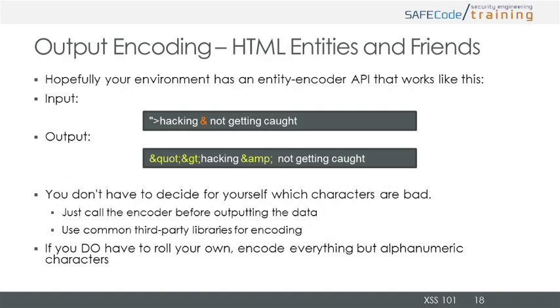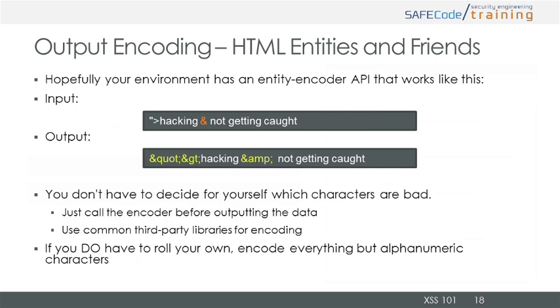Now let's consider data appearing just in HTML. This course is language neutral, so we won't identify specific names of APIs for whether you're working in Java or PHP or .NET or ColdFusion. Your programming environment should provide some sort of HTML entity coding API that works basically like what is shown on the screen. Hopefully, you can pass a string like the input shown, which notably contains a quote mark, a greater than sign, and an ampersand.